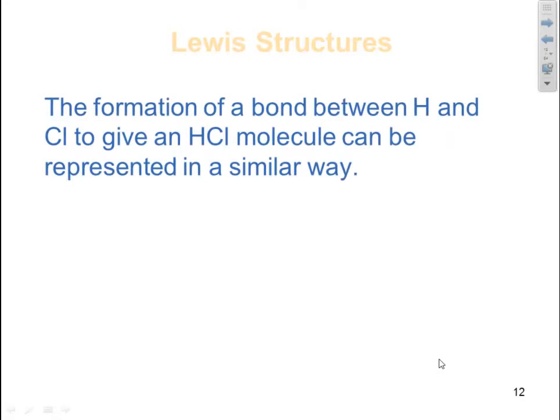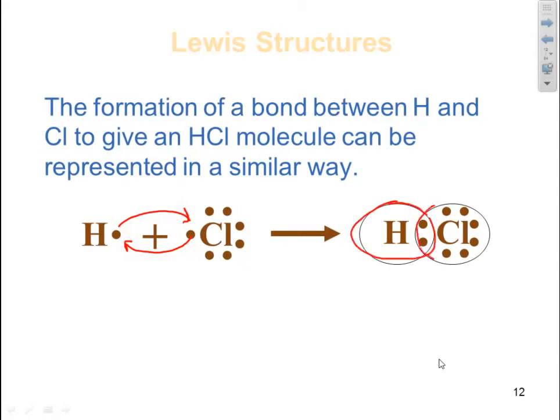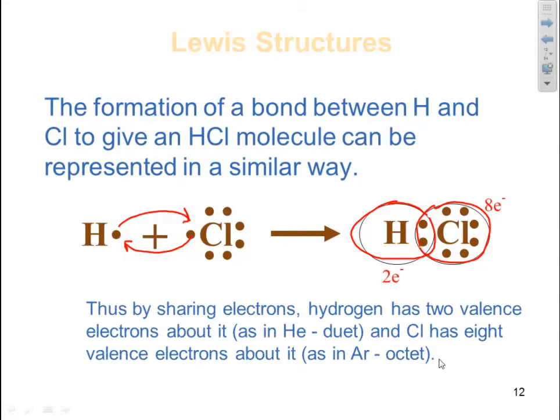The formation of a bond between hydrogen and chlorine to give an HCl molecule can be represented in a similar way. You have hydrogen, which has 1 valence electron, and chlorine, which has 7 valence electrons, and basically the same thing happens. Hydrogen will offer to share that electron, and chlorine will offer to share their electron. And what we get is a duet around hydrogen. So we end up with our 2 electrons around hydrogen, and then chlorine now has an octet by sharing the electrons. Thus, by sharing electrons, hydrogen has 2 valence electrons about it, has a duet, and chlorine has 8 valence electrons around it, has an octet, isoelectronic with argon.